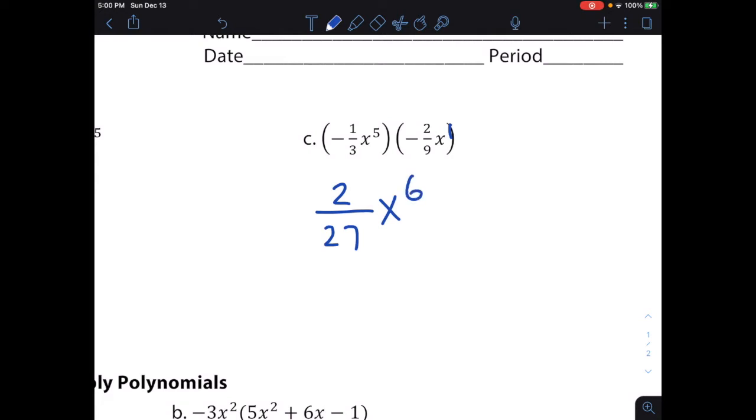Okay, and if you were in class last week, you will remember that I showed you multiple ways we could write this. So 2 over 27 times x to the sixth means that x to the sixth is in the numerator, so we could also write it as 2x to the sixth over 27. Okay, so both of these are the same thing.